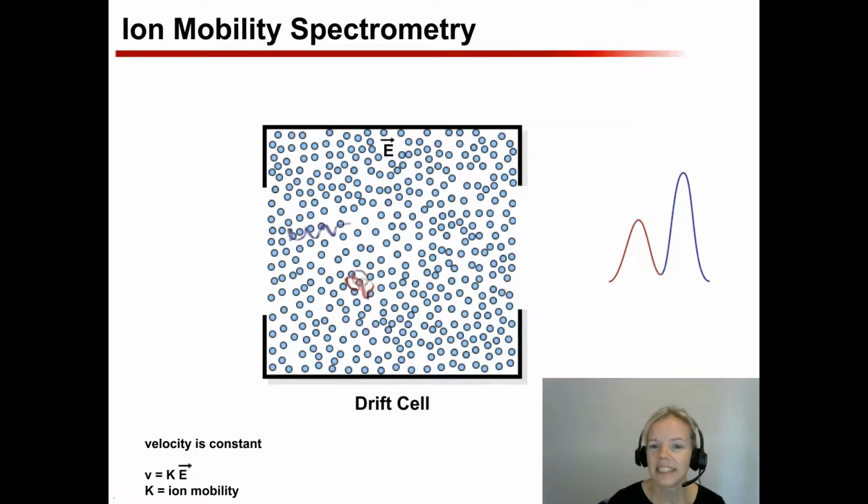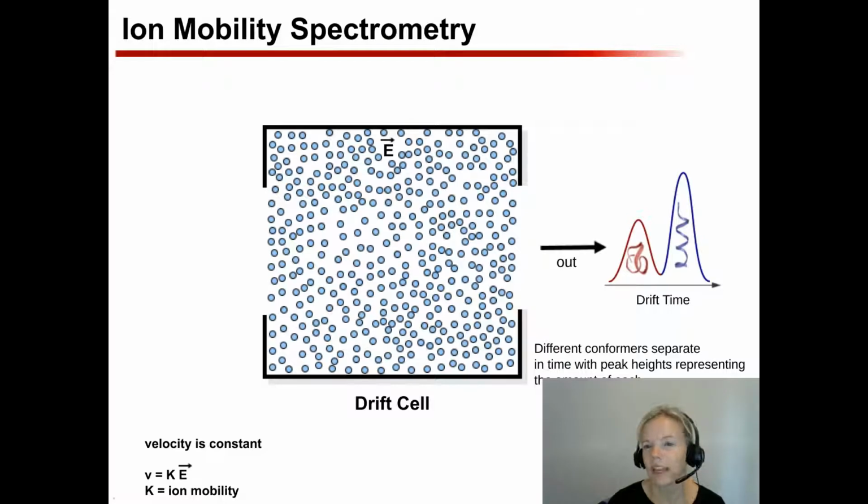So here we can see that the more folded, compact one makes it through the drift tube faster than the more extended form, and we get separation based on these 2 different shapes of the molecules. And it tells us that for the more compact one, there's about 40% of it in our sample, and for the more extended one, there's about 60% of it based on the peak height.